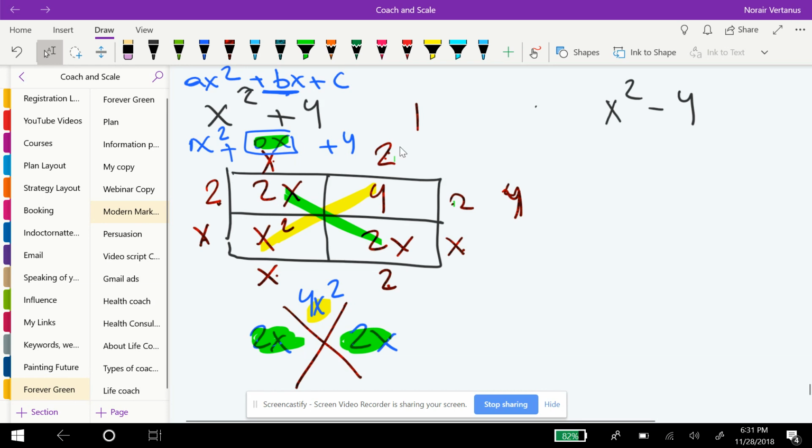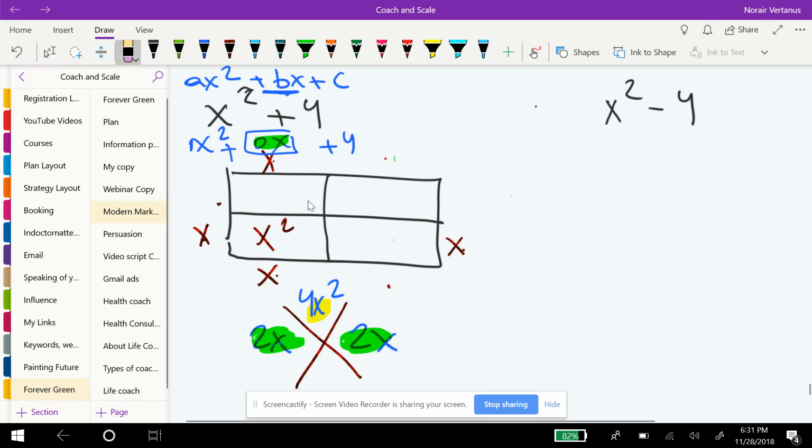How about if we try 1 and 4? Because it could be 1 and 4, right? We need to try all possibilities. That's why now I'm going to try with 1 and 4. I know this is not factorable. I just want to show you the differences. So that's gone, this is gone.